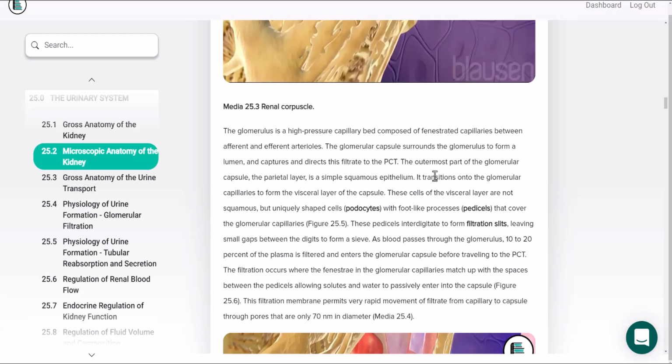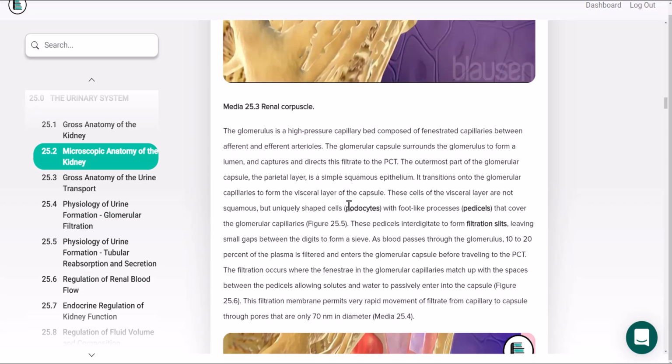Also, because think about it, the heart has to push blood into the kidney under sufficient pressure in order for the glomeruli to filter the plasma from a couple million of these nephrons. So to help with that, the visceral layer of the capsule. So the capsule has two layers, much like our other serous membranes, but the visceral layer is not squamous like it typically is, but is actually cells called podocytes.